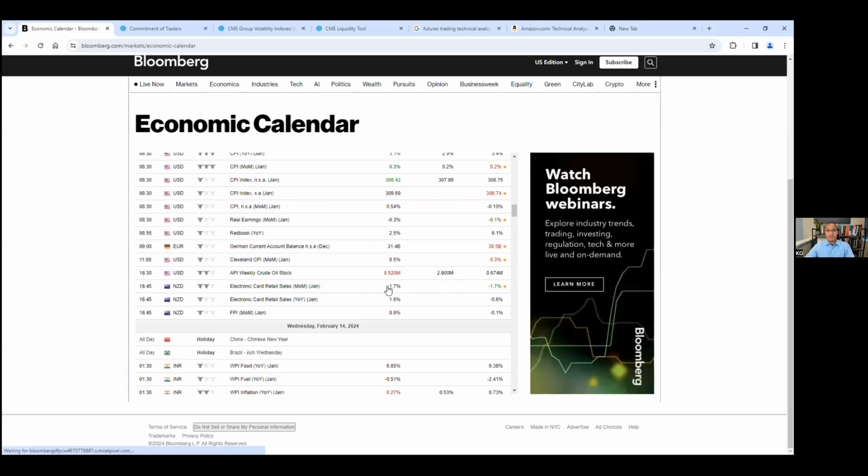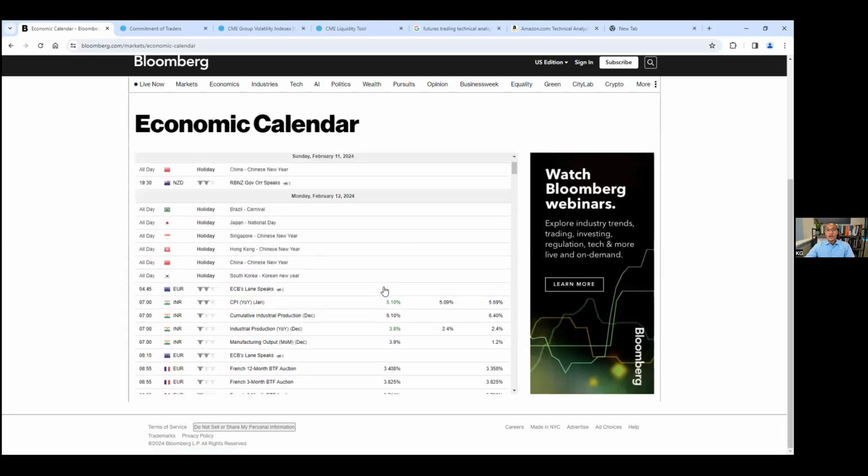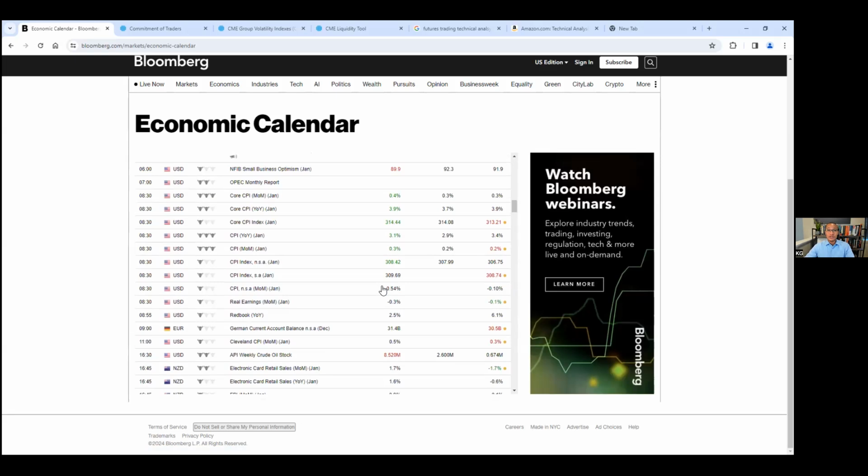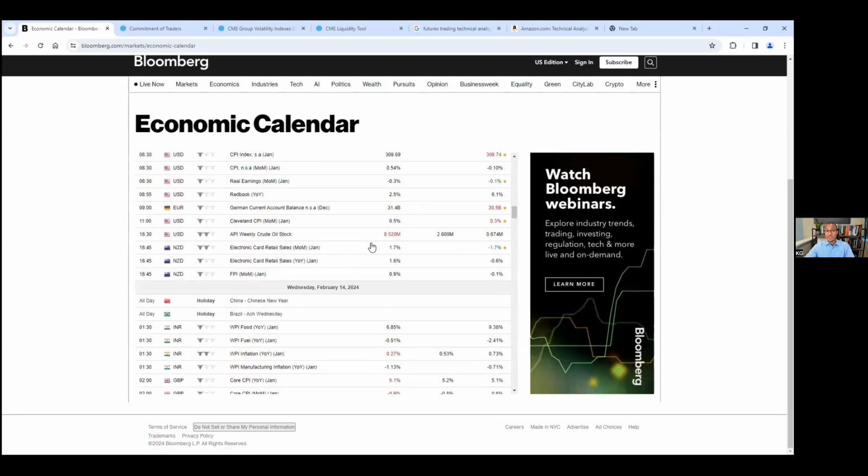So what I like is I'll even just scroll up. I know it's probably going to be hard to see here, but that API data is actually proprietary. So sometimes it's really hard to scour the internet to be able to find out what that number is. Now it'll tell you the high level number. So you can see API weekly crude oil stock. And we can see that it's a build.